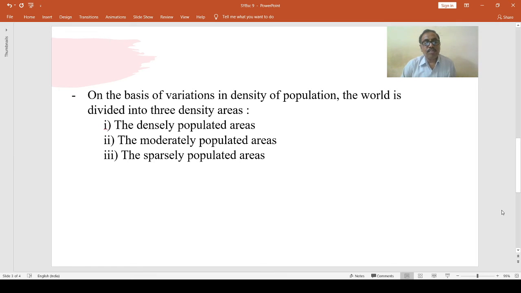Then the moderately populated areas. This includes regions which are having a population density from 200 to 500 persons per square kilometer. It is a transition region between dense and sparsely populated areas. It is a region of agricultural belt and a beginning of industrial development.